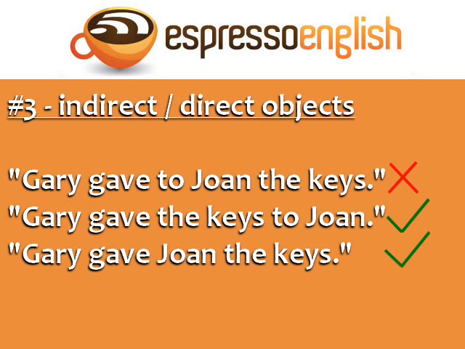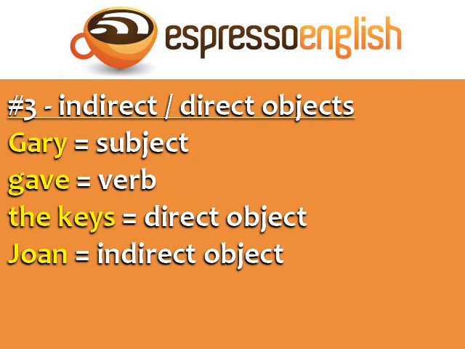Indirect and direct objects. Gary gave to Joan the keys is incorrect. The correct sentence is, Gary gave the keys to Joan, or Gary gave Joan the keys. Let's look at the parts of this sentence. Gary is the subject, gave is the verb, the keys are the direct object, and Joan is the indirect object.